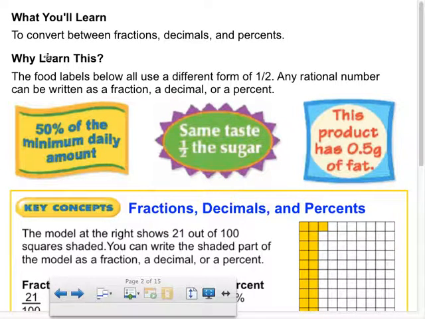So, the first label, 50% of the minimum daily amount. So, daily amount, I'm assuming it might be vitamin C, right? So, there's a recommendation about what you should eat every day and all the nutrients you should be getting into your body every day to remain healthy. So whatever this label is, if you have a serving of it, you've got half of your daily recommended amount.